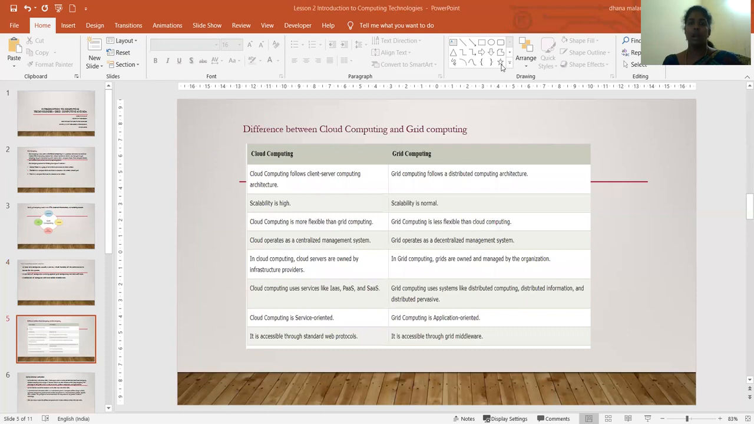Difference between cloud computing and grid computing. Cloud computing follows client-server computing. Grid computing follows distributed computing architecture. Scalability is high in cloud computing. Scalability is normal in grid computing. Cloud computing is more flexible than grid computing. Grid computing is less flexible than cloud computing.